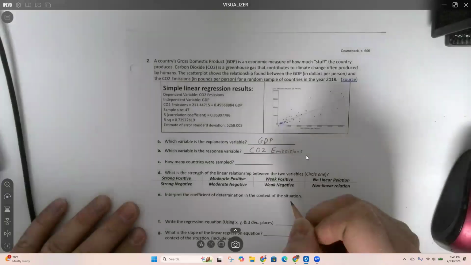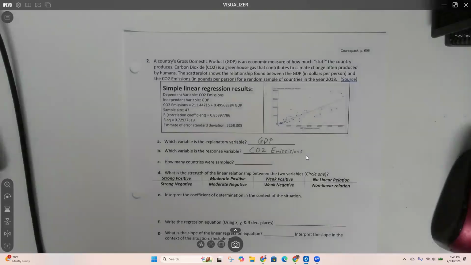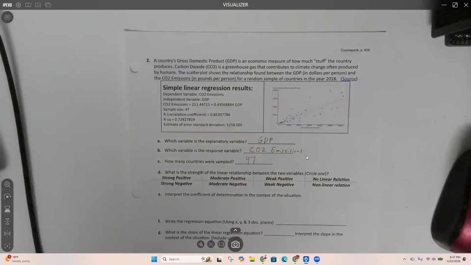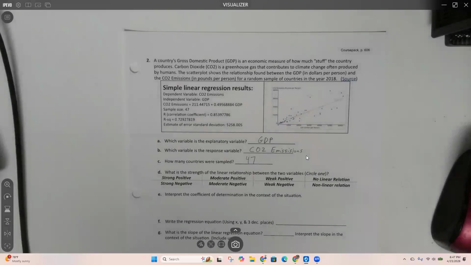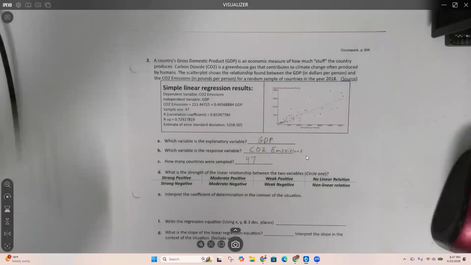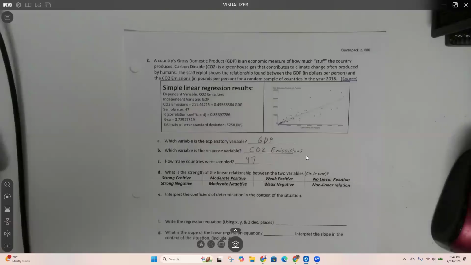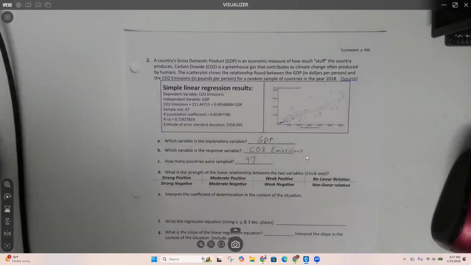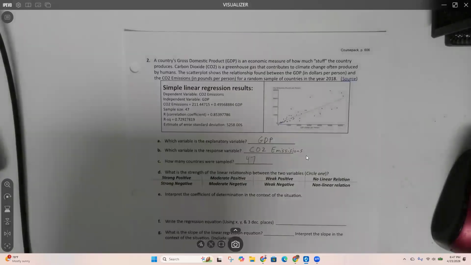Emissions. Okay, great. How many countries were sampled? Sample size 47. Yes, you guys got it. What is the strength of the linear relationship between the two variables? I have strong positive, James says moderate positive. I need a tie break. Strong positive says Mike. Gabby and Yvette say moderate positive.